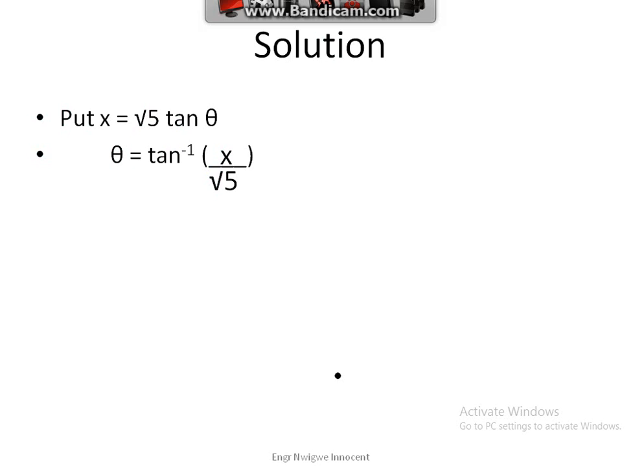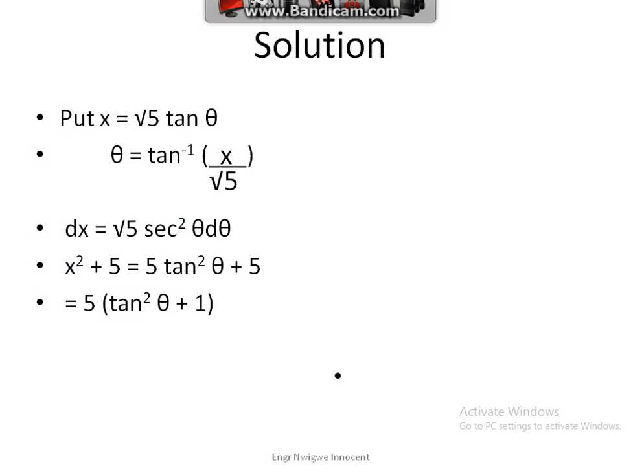Therefore, the differentiation of theta is square root of 5 sec squared theta d theta. Therefore, making ds the subject of the formula, we now have square root of 5 sec squared theta d theta. Therefore, from the equation, we now have that s squared plus 5 is equal to 5 tan squared theta plus 5.